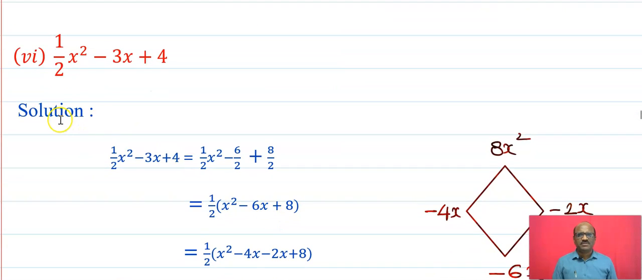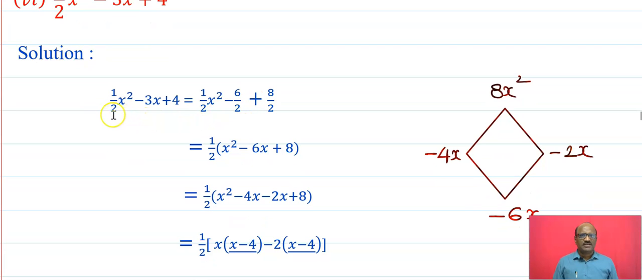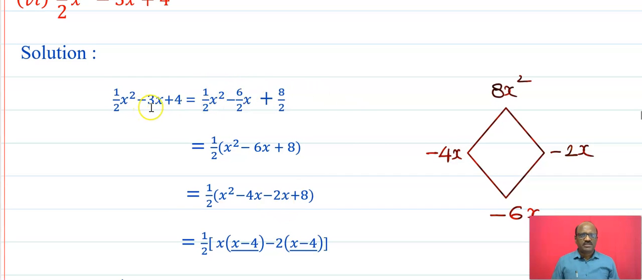Now the next example, that is number 6: 1 upon 2x square minus 3x plus 4. Now see this here. That is 1 upon 2x square. Now this 3 is written as, हा 3 कसा लिहिलाय बघा. That is 1 upon 2x square. This minus 3x is written in this fashion, that is 6x upon 2. It doesn't affect. What about the 4? 4 is written as 8 upon 2. Take 1 upon 2 as common. Then in bracket you will get x square minus 6x plus 8.